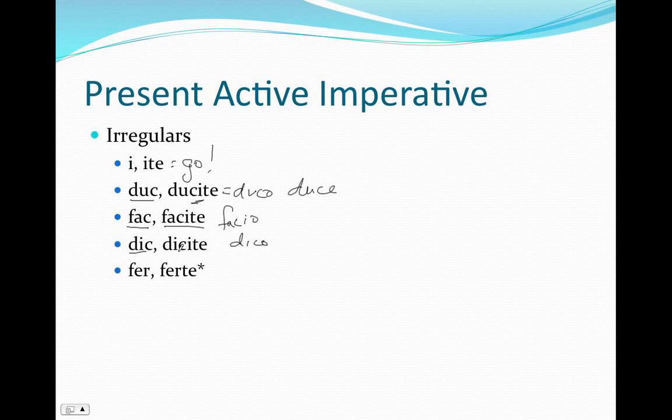Monosyllabic in the singular, regular in the plural. And then from fero to carry, fer, monosyllabic. We have a nice pattern here: duc, dic, fac, fer. And then ferte, though, is also irregular in the plural. It's missing that i. So if you follow the pattern ducite, facite, dicite, you'd expect ferite, but it is irregular here. So keep that in mind about ferte, the plural irregular imperative.